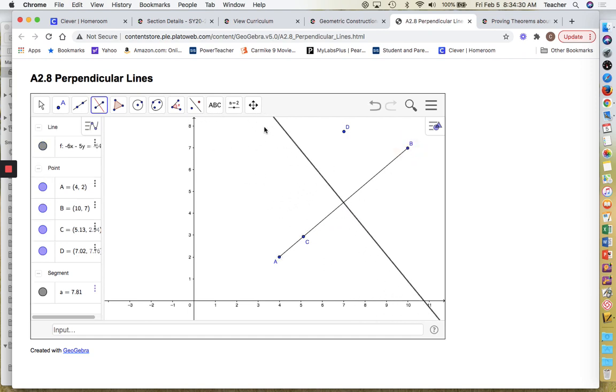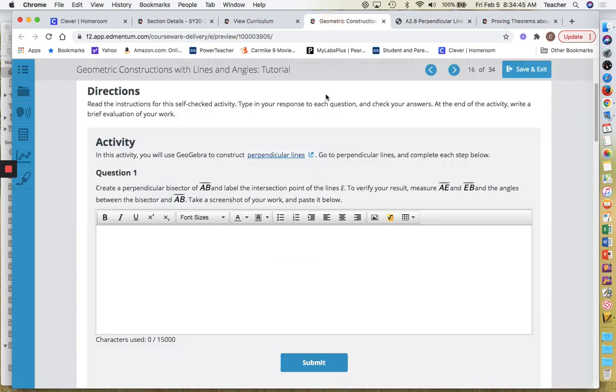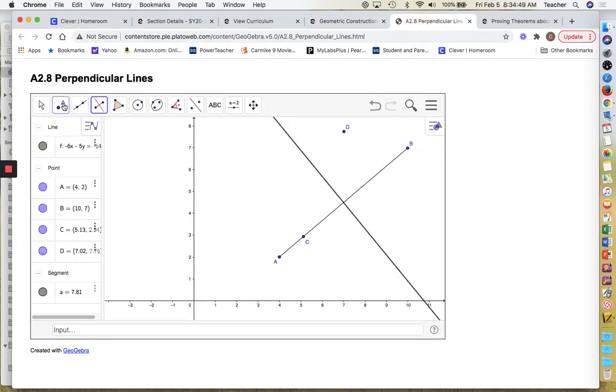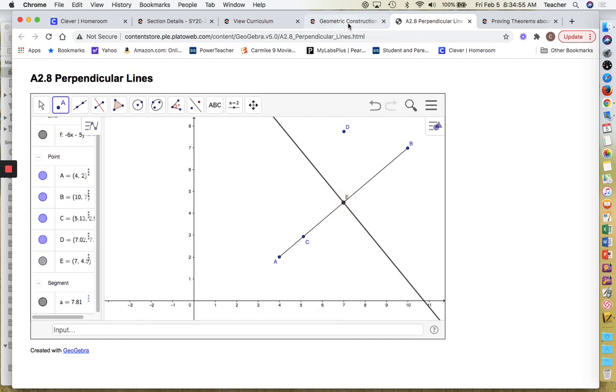So here's my perpendicular bisector, this line right here. And it bisected AB, which means it cut it in half. And it's going to make a right angle, well, in all four places, but right angles. All right, so we're going to label the intersection E. Come over to point, put a point right there, label it E.